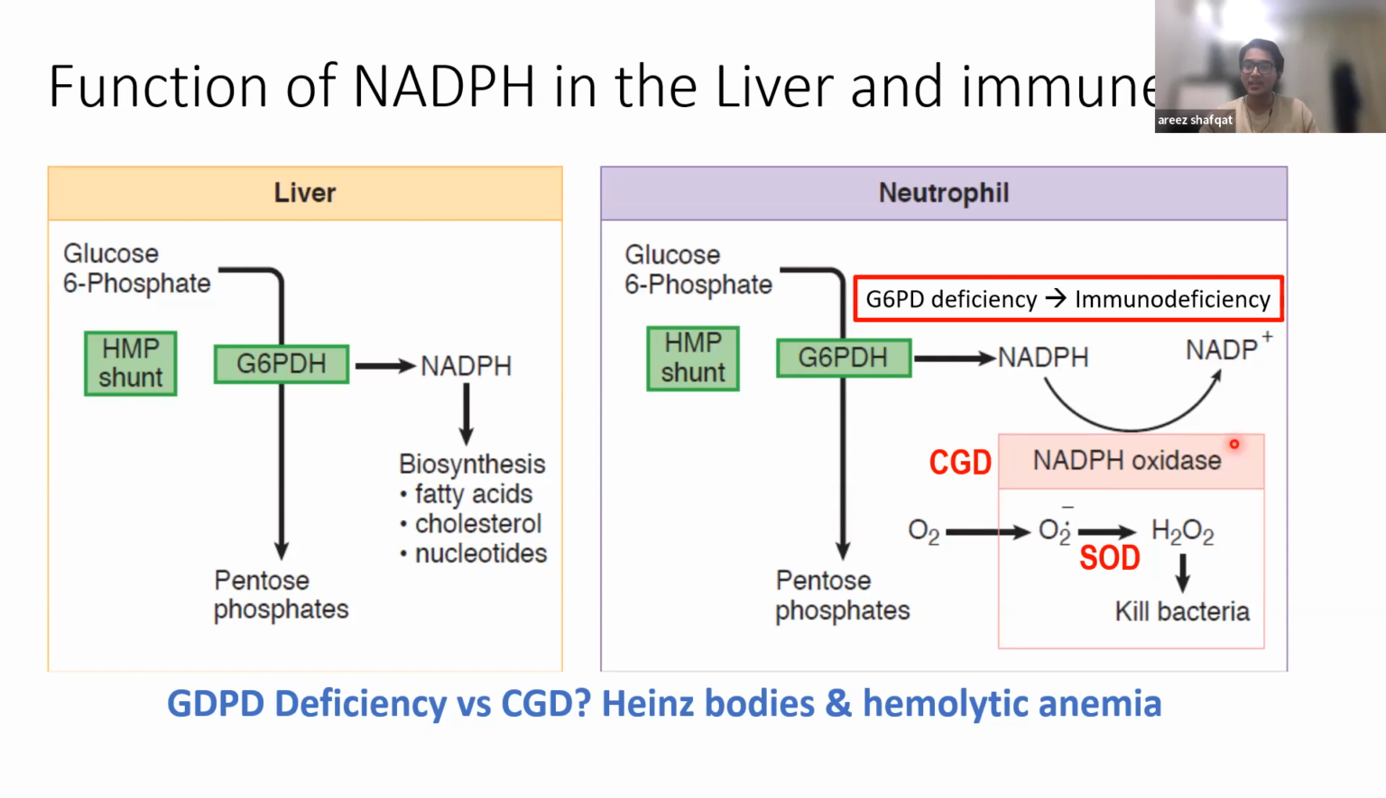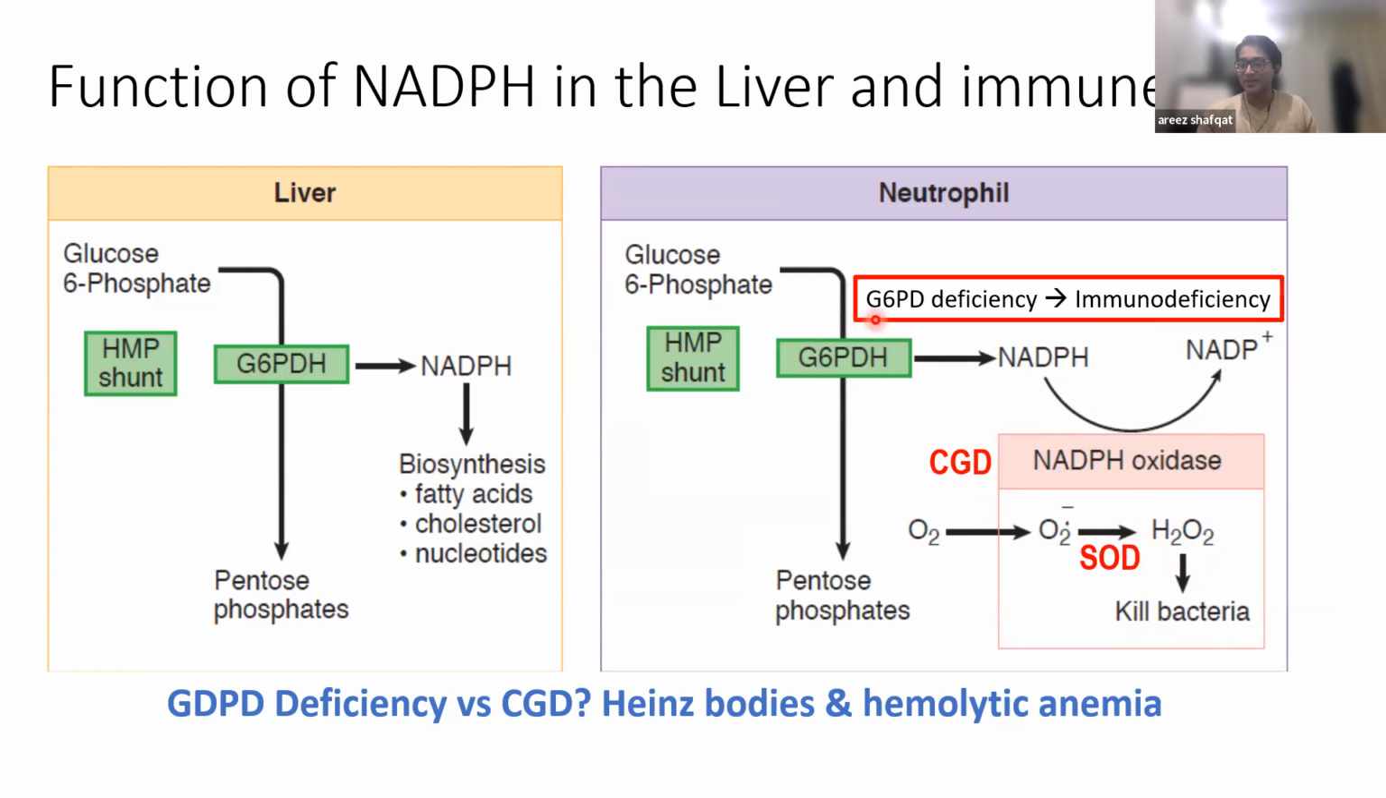Can you repeat the NADPH oxidase part? Okay, sure. But first, let me finish. NADPH oxidase, its deficiency causes a disease called CGD, or chronic granulomatous disease. If NADPH oxidase doesn't work in CGD, you can't generate hydrogen peroxide, hence you can't kill bacteria. And so these patients who suffer from CGD, or chronic granulomatous disease, they suffer from recurring infections.